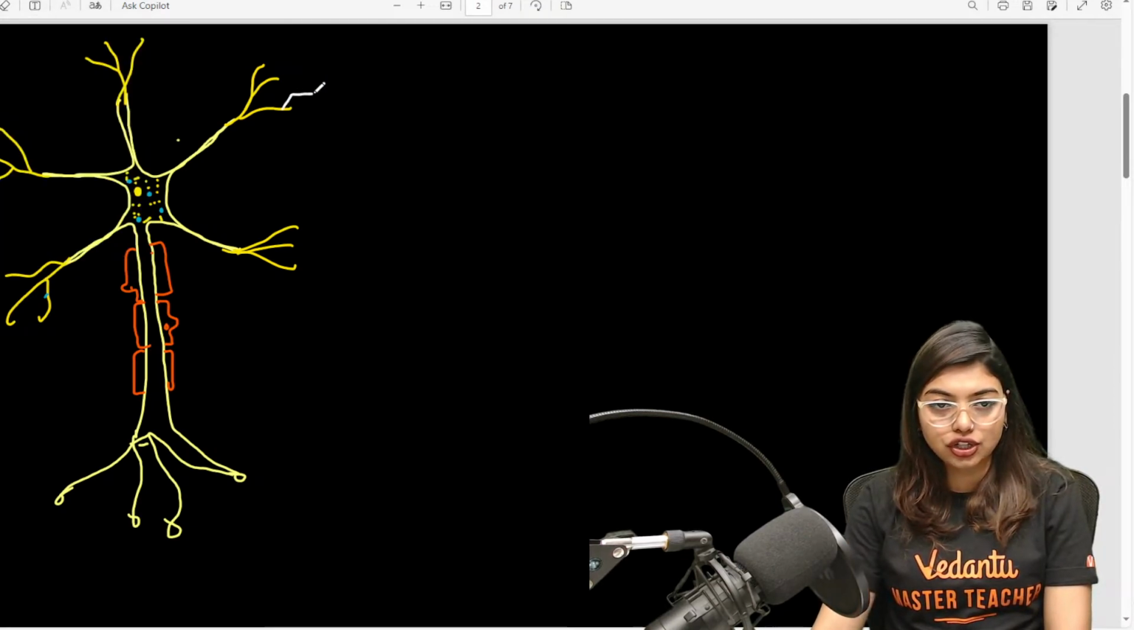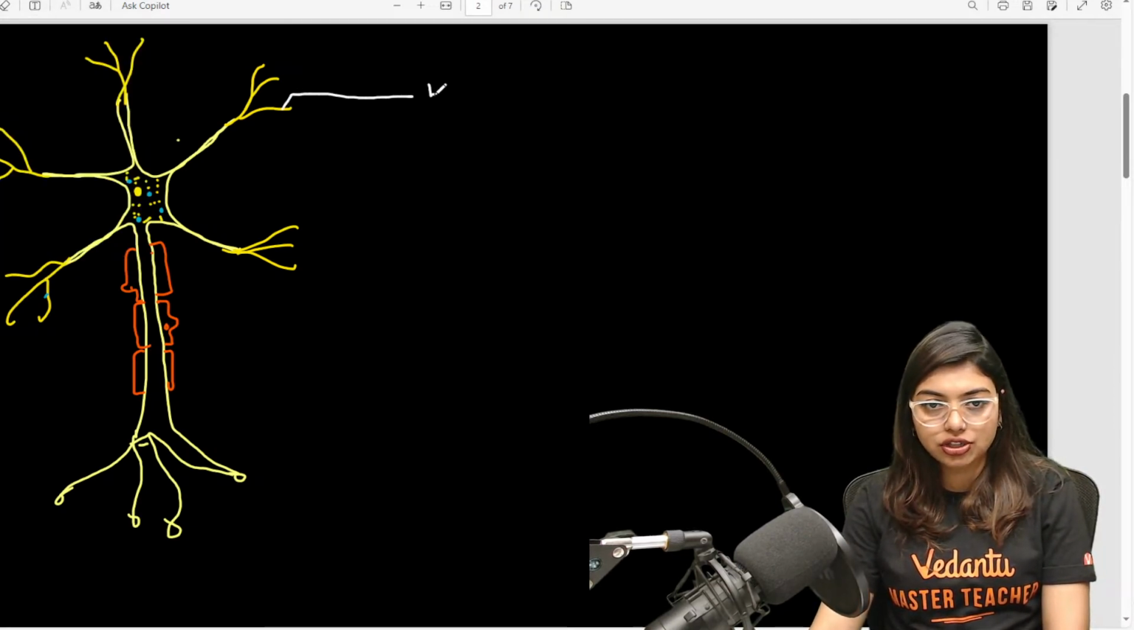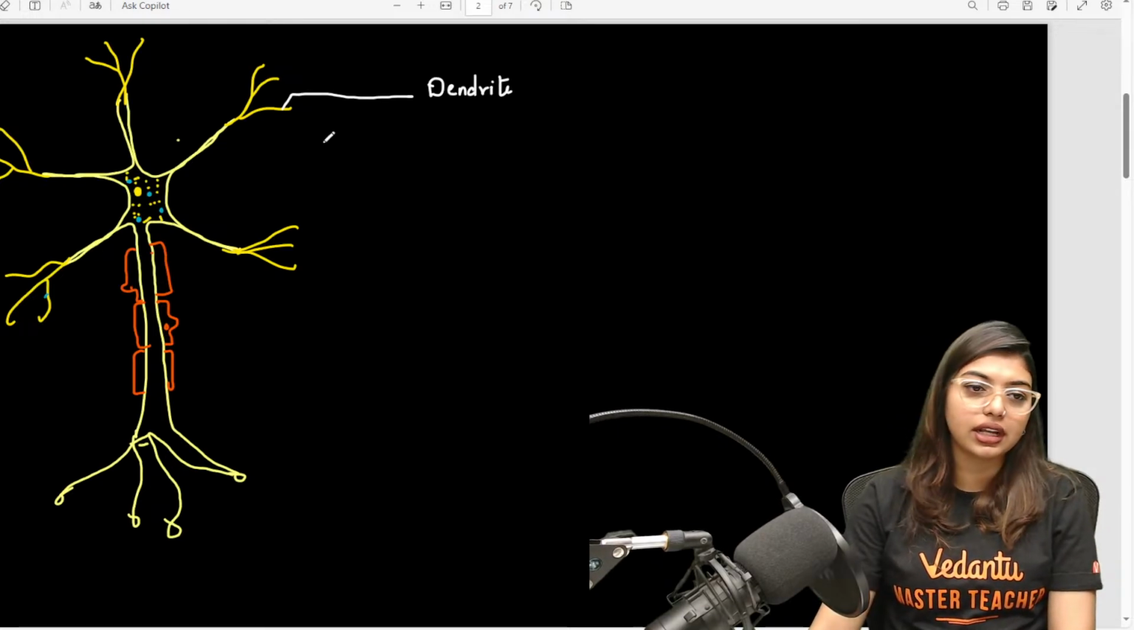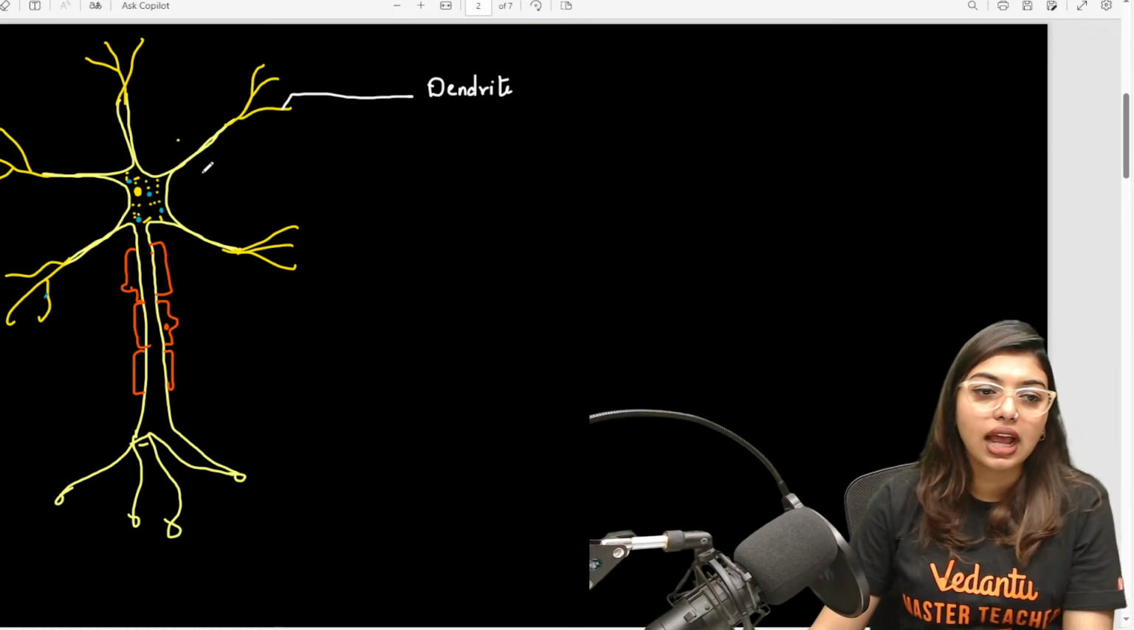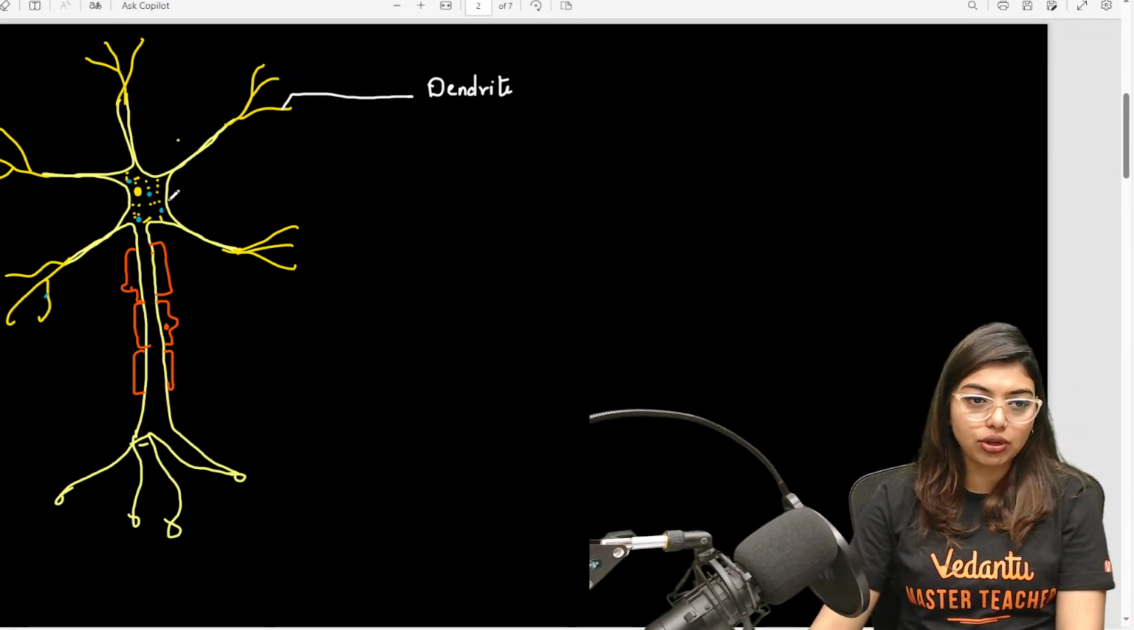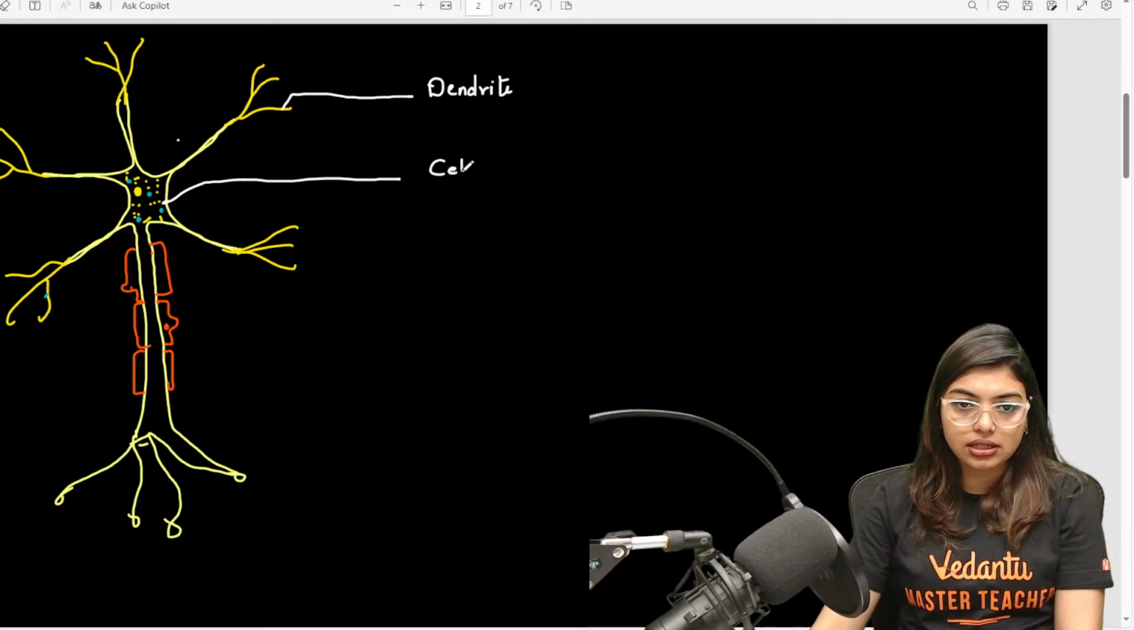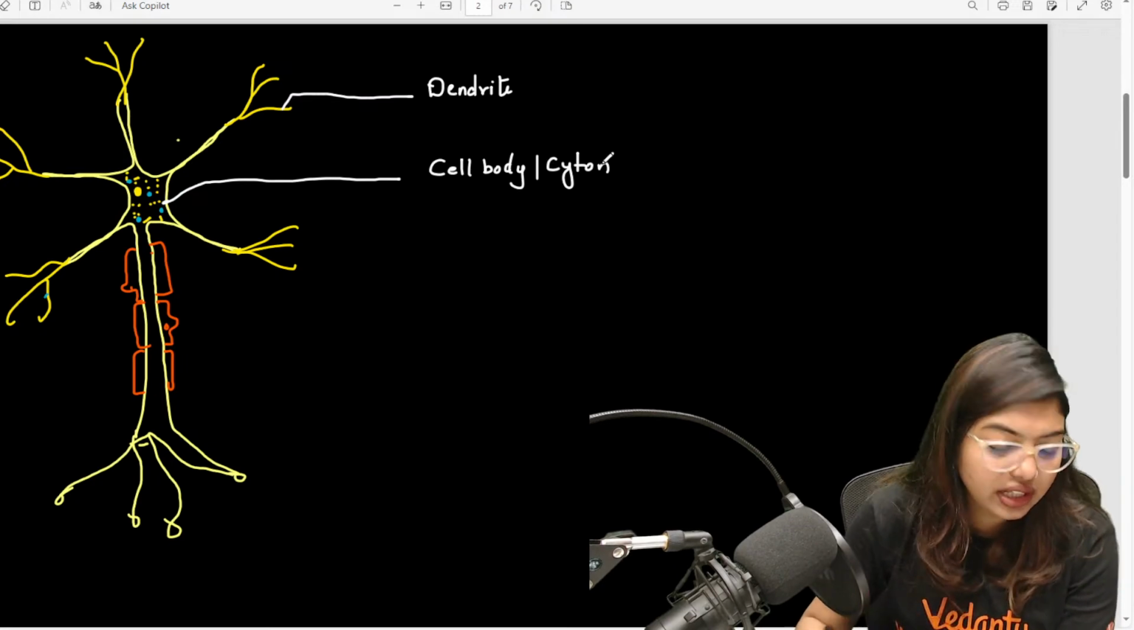So this is a short branch structure which is called the dendrite. Yes or no? It is a dendrite. Now this dendrite is there. After that, here this portion, what is there? This is your cell body, or cyton. Cell body, cyton, perikaryon, anything you can tell.